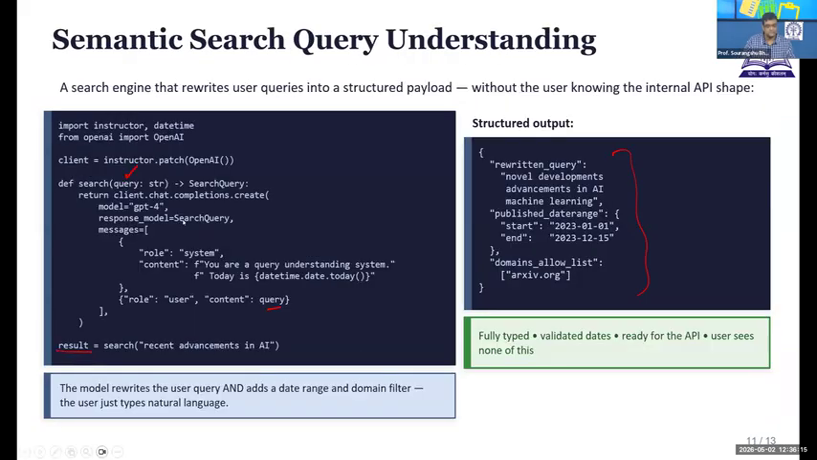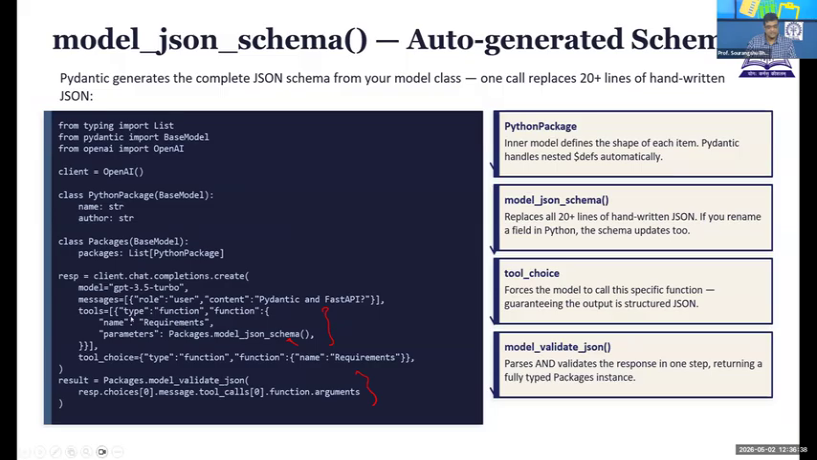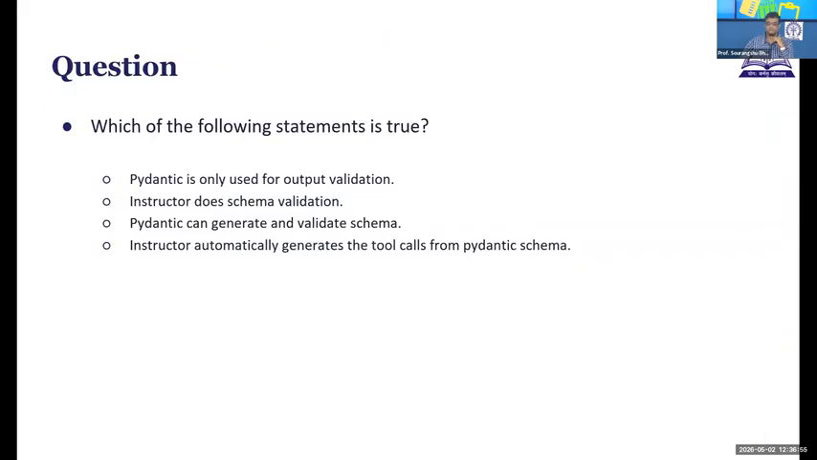Yeah. So this search query is the Pydantic class. So you provided the Pydantic class. Here you only provided the messages, right? When you provided the messages, it was doing tool-based decoding. So generating the tools array, the tool choice and the schema, all of this was done internally by Instructor. Additionally, it also did the output validation. So the fourth option is also true.